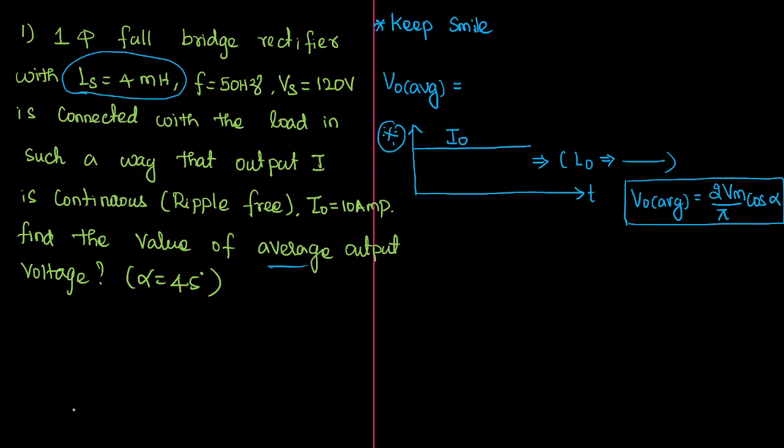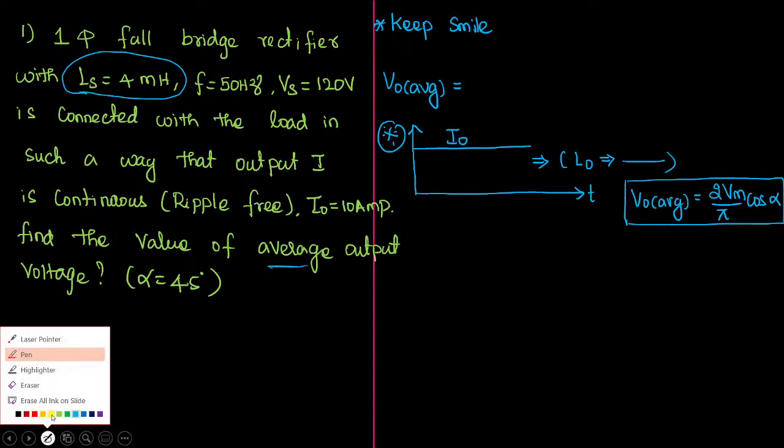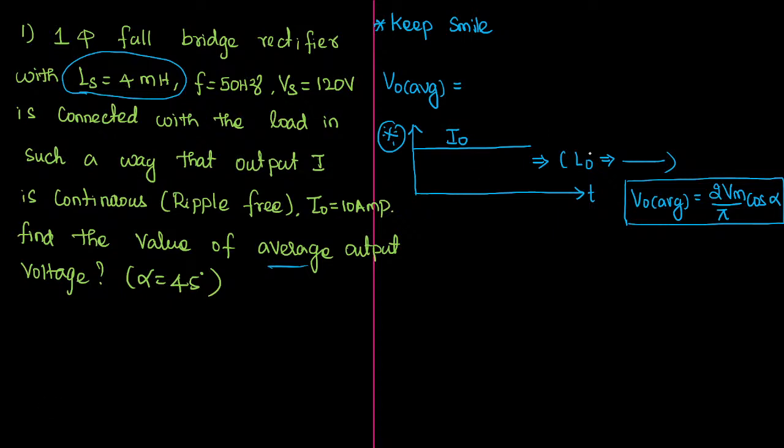Basically, if you derive, when the current is continuous at the output, and you derive the output voltage at that time, this is the formula that you will be getting, 2Vm by pi cos alpha. Okay, sir, that is exactly correct. We can directly write the formula as 2Vm by pi into cosine of alpha. But I told here I haven't considered the effect of source inductance. This is output inductance. I have not considered the effect of source inductance.